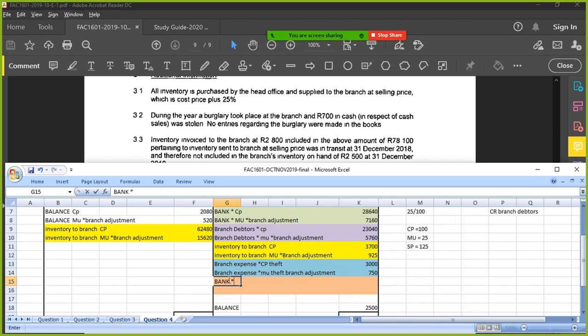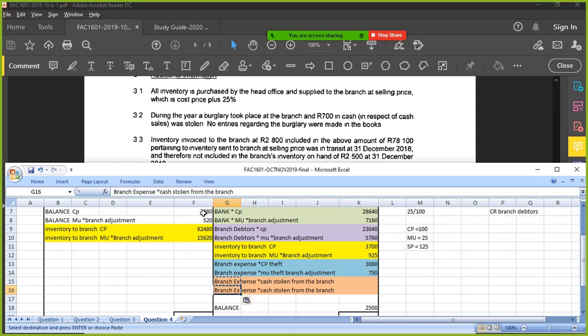Bank, asterisk. No, not bank, can't be bank because bank would be debited. This was a theft. So branch expenses, I think that's what they use. We'll go check it just now. Let's just record it, and then obviously asterisk. This would have been the cash that was embezzled, cash stolen from the branch.